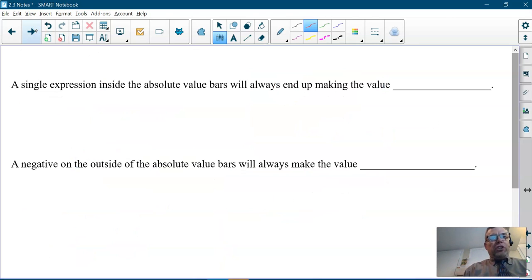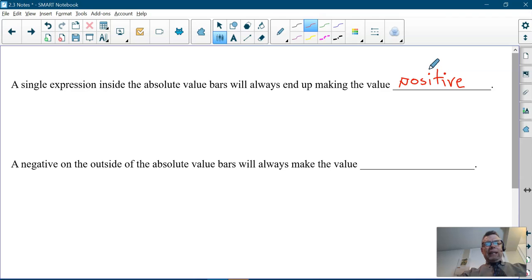A single expression inside the absolute value bars will always end up making the value blank. A single expression, so if I just have 7, or negative 7, or 5, or negative 5, if that's inside my absolute value bar, that's always going to end up making the answer of the value what? Positive. Come on, don't start lagging on me now. You've been doing so nice. Positive. P-O-S-I-T-I-V-E. Positive.